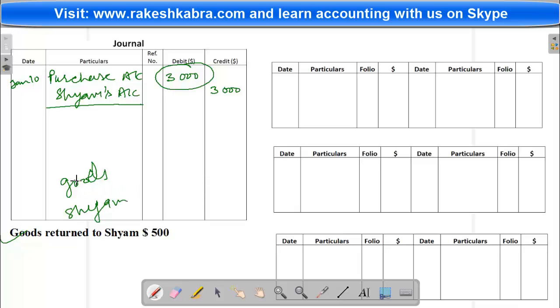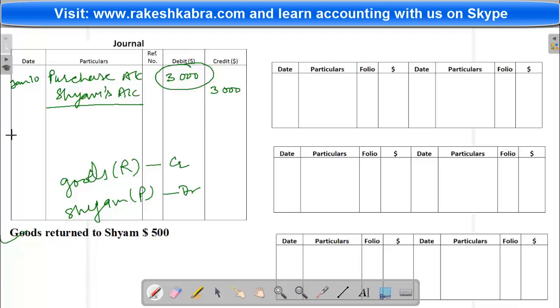So again these two items are affected in this transaction, and we know that goods is a real account and Shyam is a personal account, and this time goods has gone out. So credit what goes out as per the rule of real account. And who is receiving the goods? We return the goods to whom? To Shyam. So Shyam is the receiver of goods. So debit the receiver as per the rule of personal account.